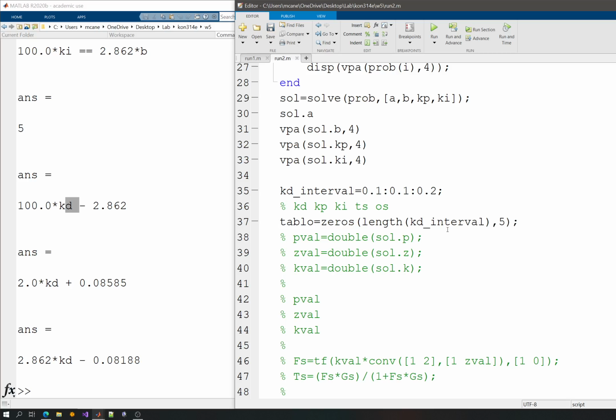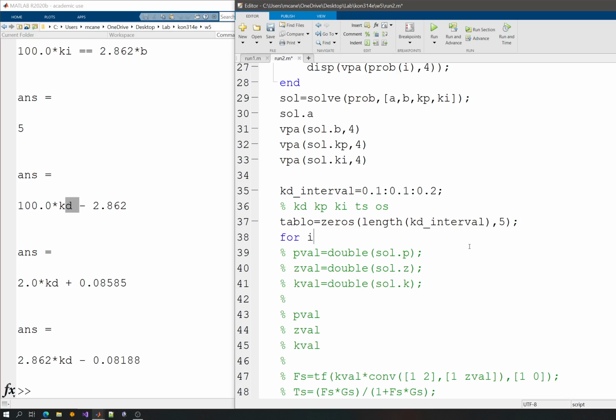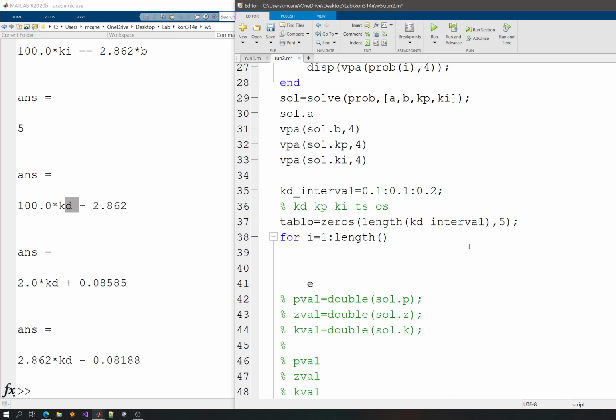Interval. There we go. Now, once I'm done with that, I will use the for loop to move through these rows. So it should also be the KD interval, since I'm looking point by point at what's happening, and then I will just save it in the table.